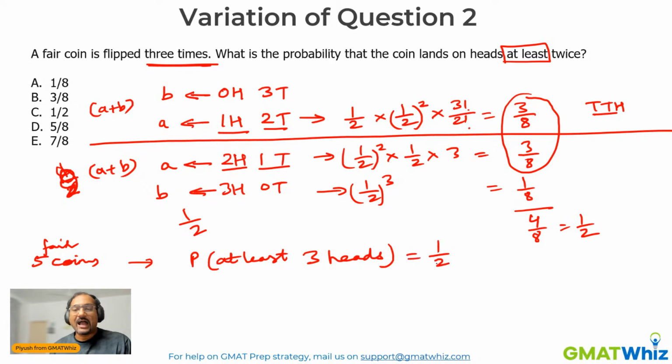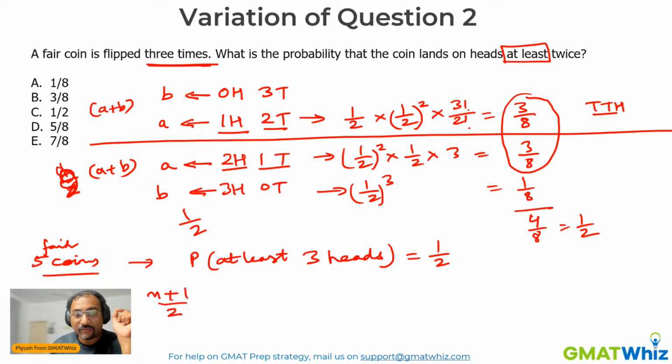My answer should be half right away, because understand, in 5 coins, if I split at the center, there are going to be 6 cases. If I split at the center, at least 3 heads will be exactly the bottom 3 cases. How do I know that? Because the center point, or the median, is always (n plus 1) by 2.